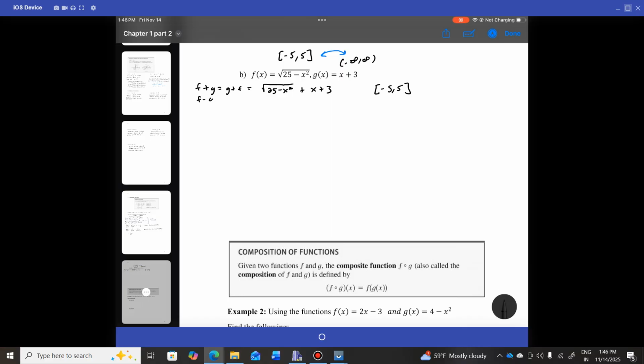f minus g is the square root of 25 minus x squared minus x plus 3, which is going to be the square root of 25 minus x squared minus x minus 3. Doesn't really change anything. Domain is -5 to 5. g minus f is x plus 3 minus the square root of 25 minus x squared. Not much you can do from there. Domain is still -5 to 5.